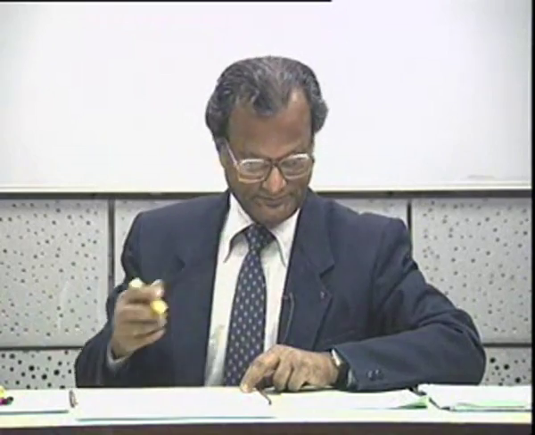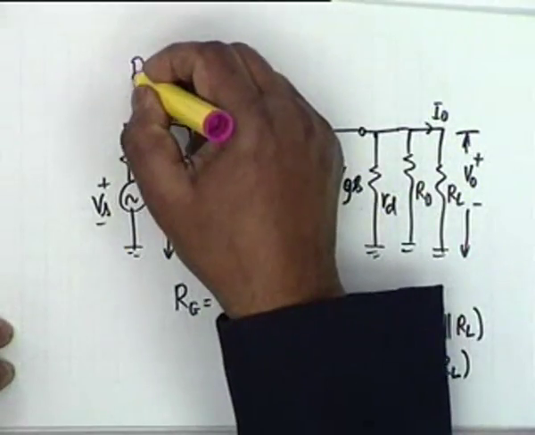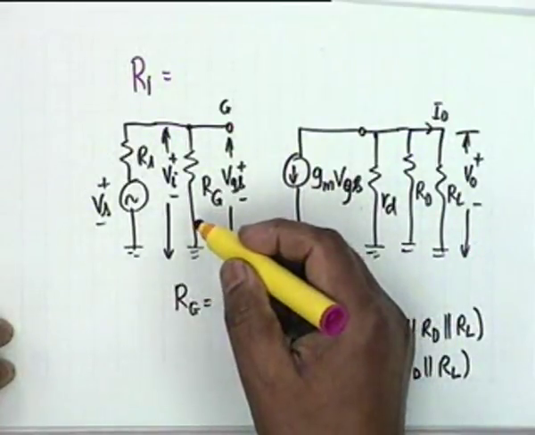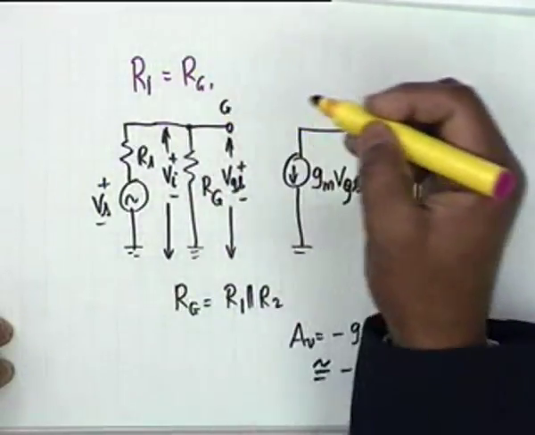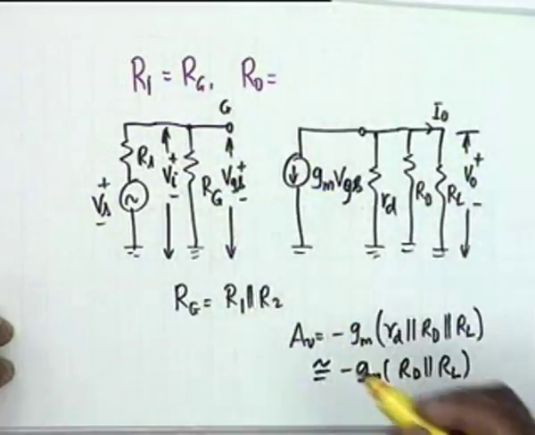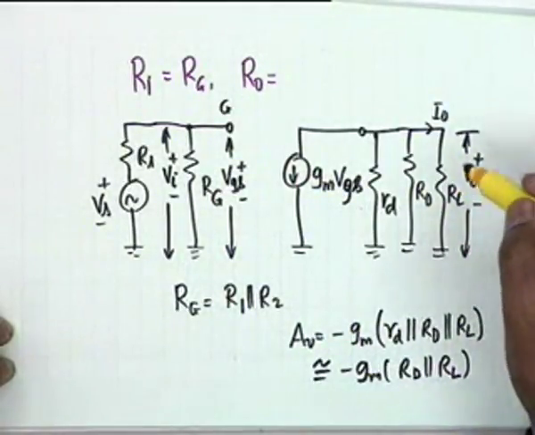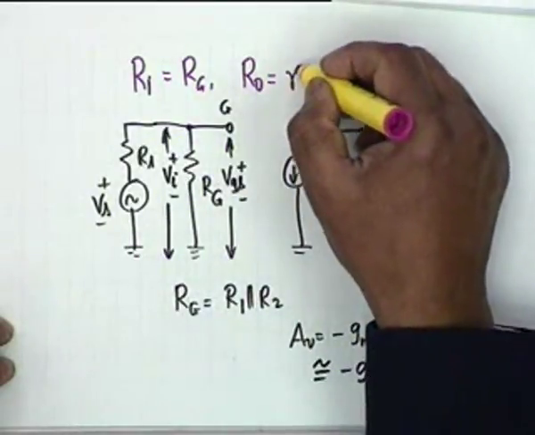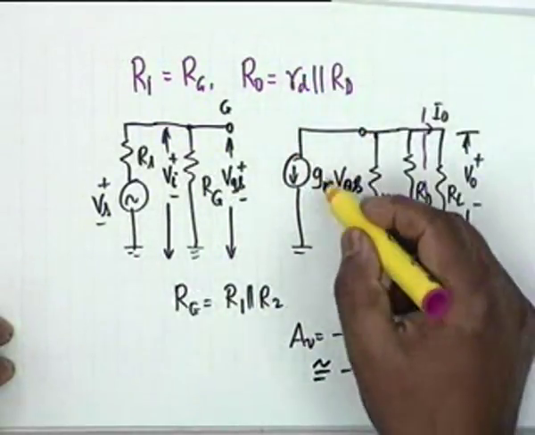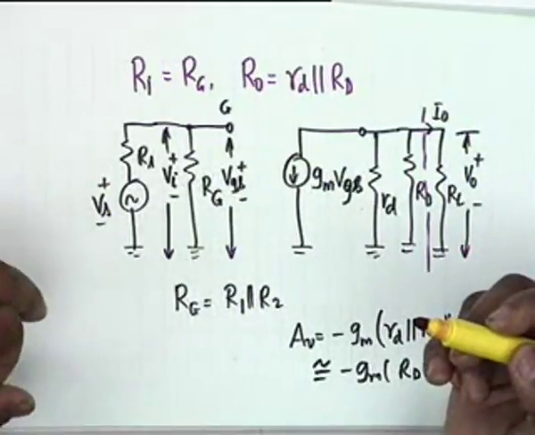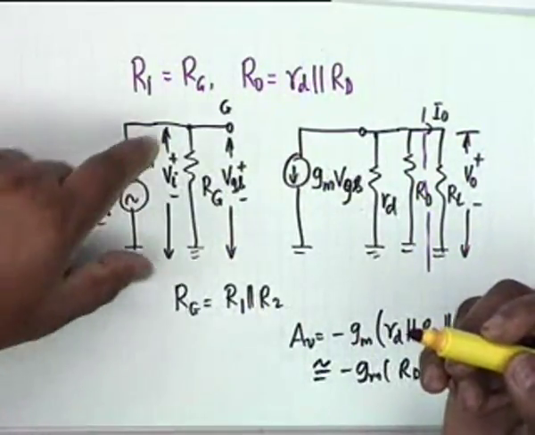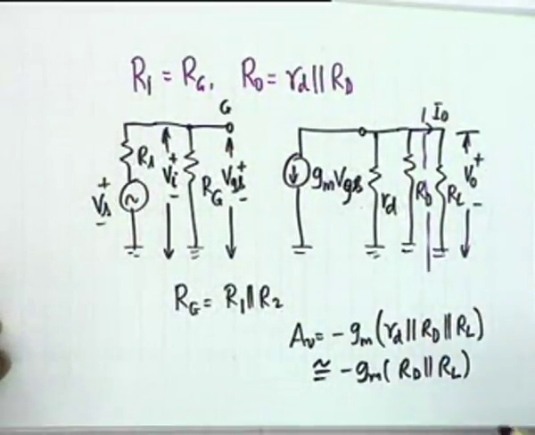Also, looking at the circuit itself, you can see that the input resistance Ri is simply equal to RG. No complication, no r pi, no rx, no forward feedback. So Ri equal to Rg. And what about R0? If you look from here, it is simply the parallel combination of rd parallel RD, because the current generator is a zero current generator and it has internal impedance of infinity. Zero, because Vs is zero, then Vi shall be equal to zero. All right. And therefore, we have found out the gain and the two impedances by inspection.